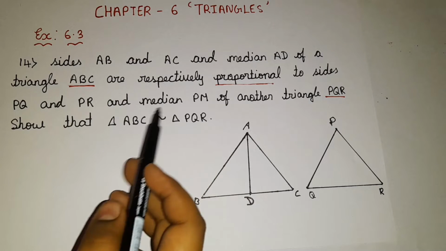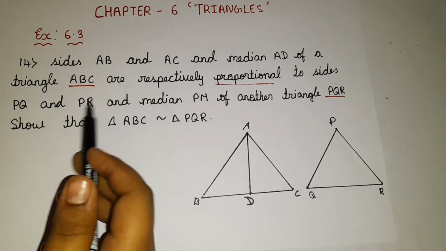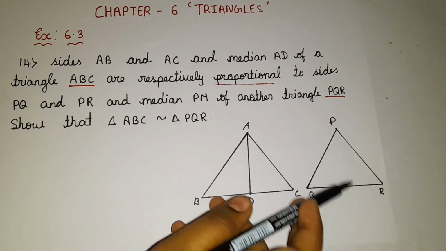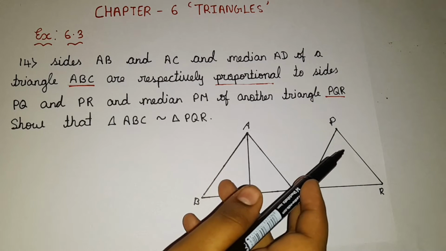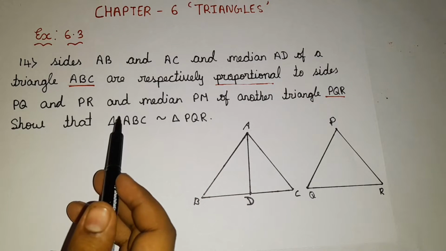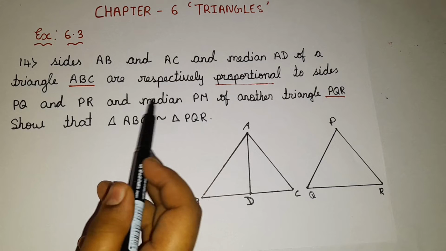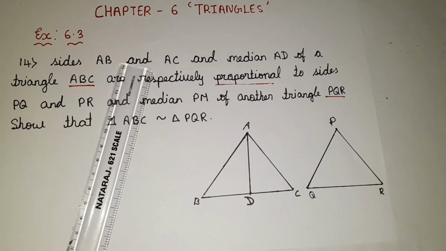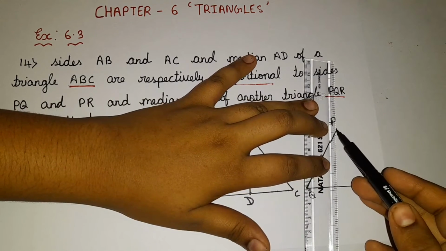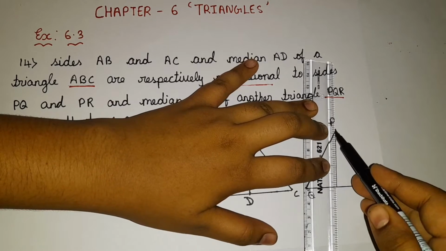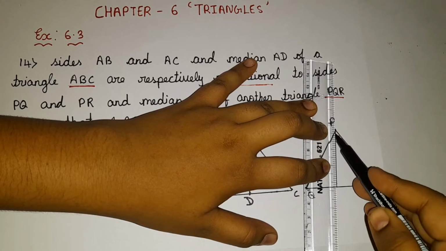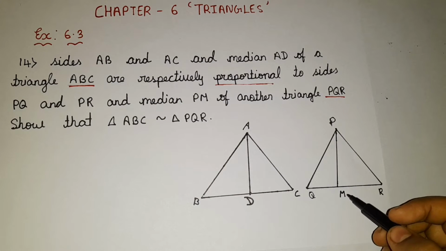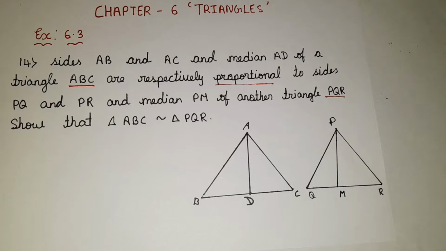Okay guys, now PQ and PR are the sides of triangle PQR. They both are sides. And then median PM. Did they mention median PM? Yeah, of course they mentioned median PM. So that means in this triangle also I am supposed to draw a median, that is PM. Already I have P, so here it will be M. So this is the median PM. Okay guys, so this is the information about the figure.